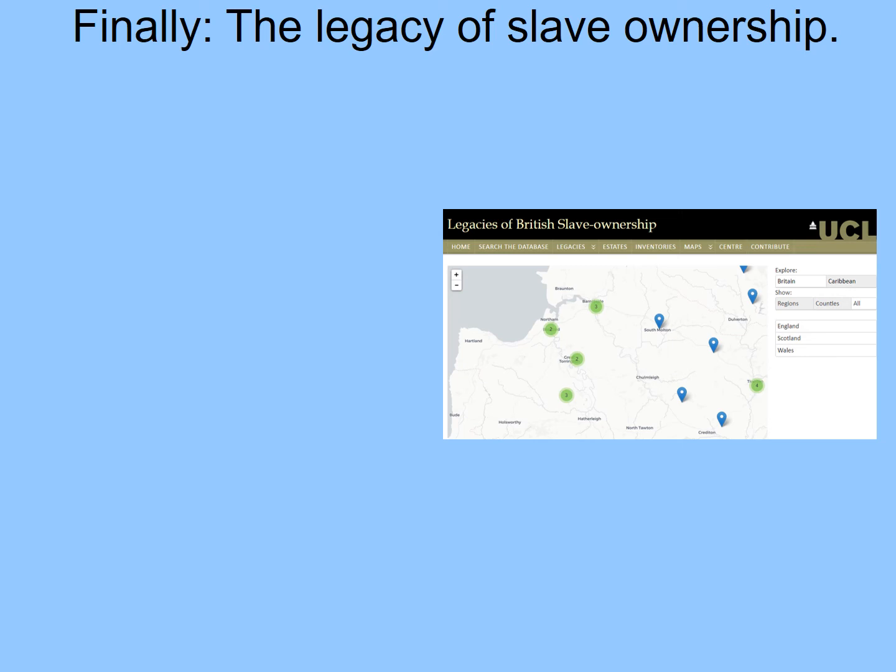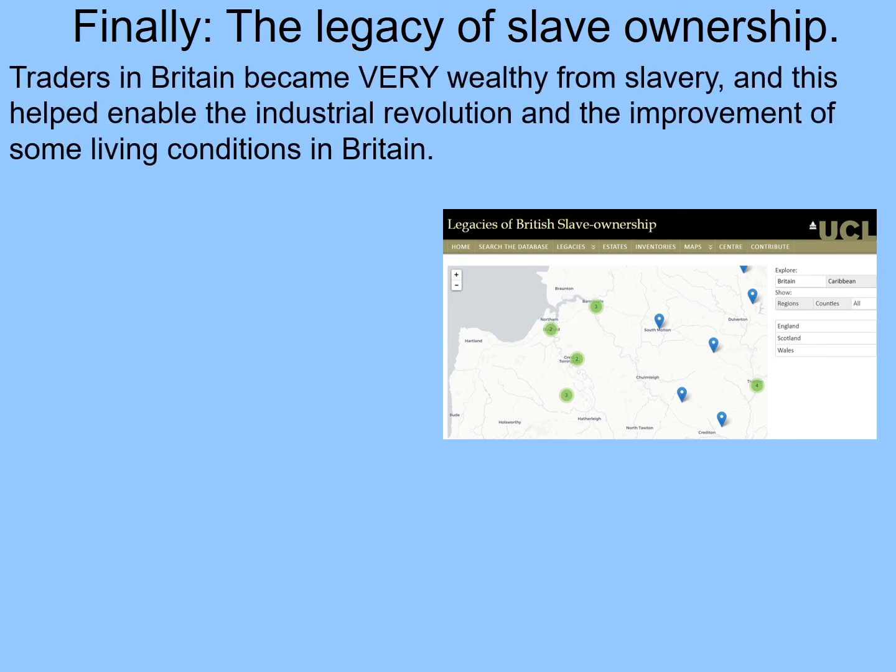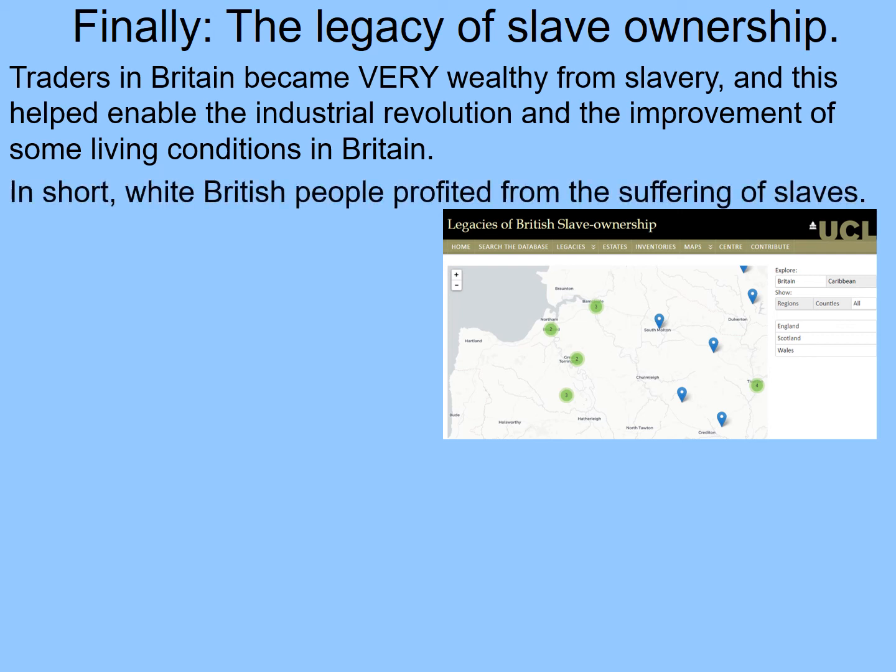We're going to conclude by looking at the legacy of slave ownership. This means what slave ownership has left behind. This can be something of a sensitive topic, and here's why. Traders in Britain became very wealthy from slavery, and this helped enable the Industrial Revolution and the improvement of some living conditions in Britain. Not to ignore, of course, the suffering that brought too. But, in short, white British people profited from the suffering of black African slaves.